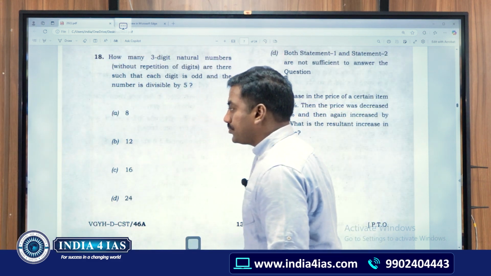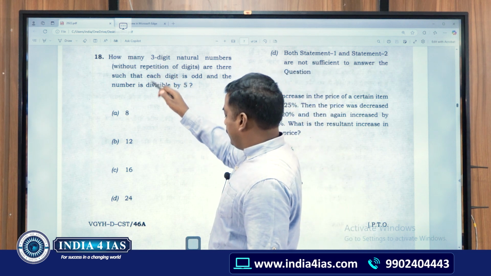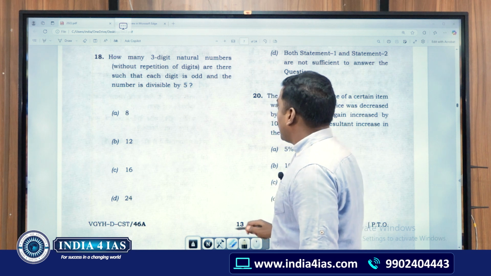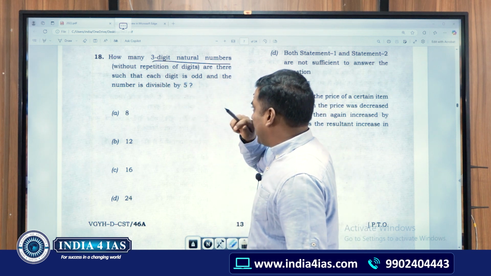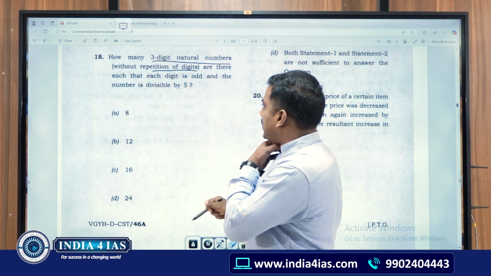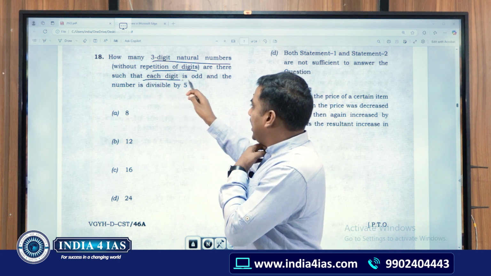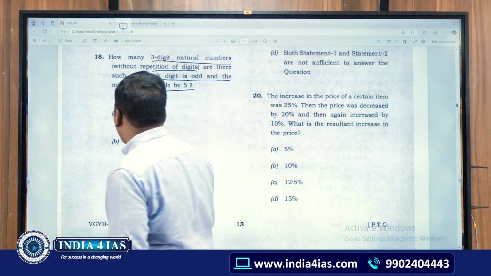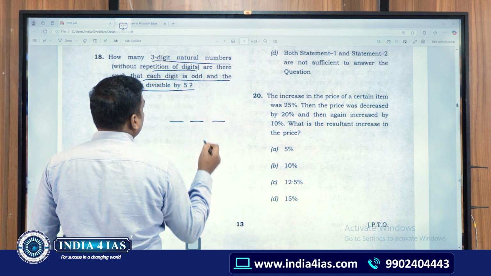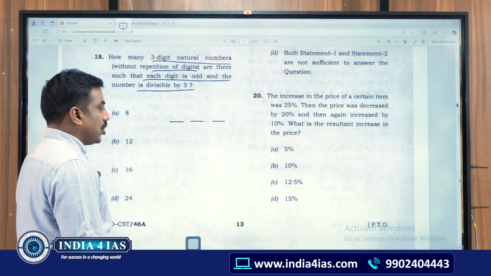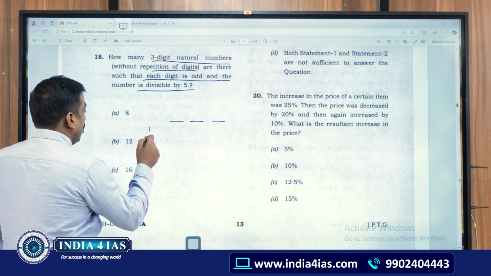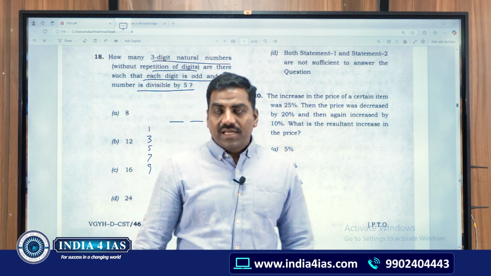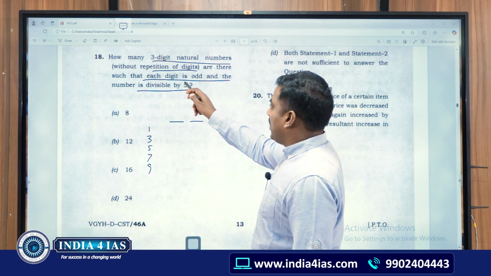Next one. How many 3-digit natural numbers are there without repetition of the digits, such that each digit is odd and the number is divisible by 5? You want a 3-digit number and each of the digits is odd. So how many odd digits are there? 1, 3, 5, 7, 9. There are 5 digits and you want that number to be divisible by 5.